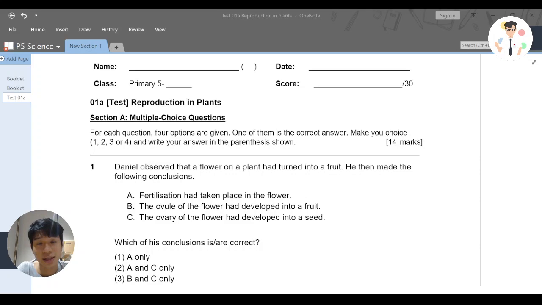Before I start discussing it, let me remind you of two things. First, please kindly do your corrections using a green pen, and second, please let your parents or guardians sign this test.